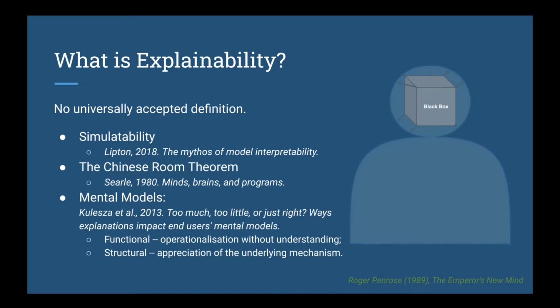If you look at the literature, there are some pieces that try to define it, but there is not a universally accepted definition. Some people like Lipton define it as simulatability, which is the ability of a human observer to simulate a black box model. So if you basically want the human to replicate predictions or decisions of a model in order to deem the system explainable.